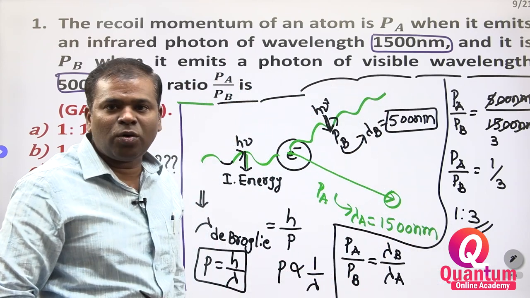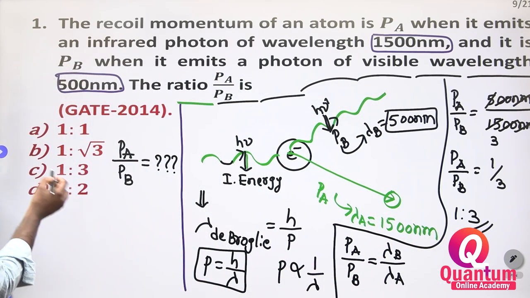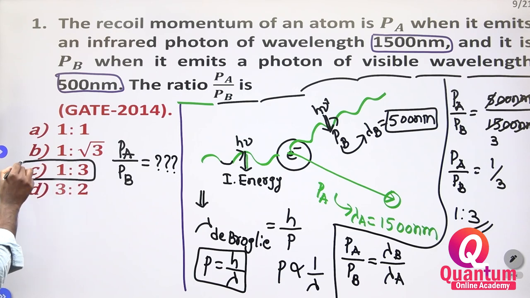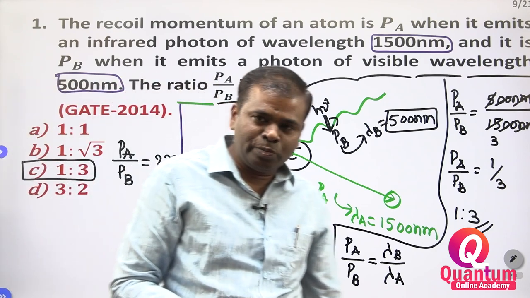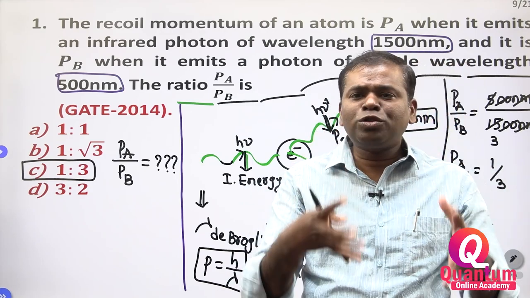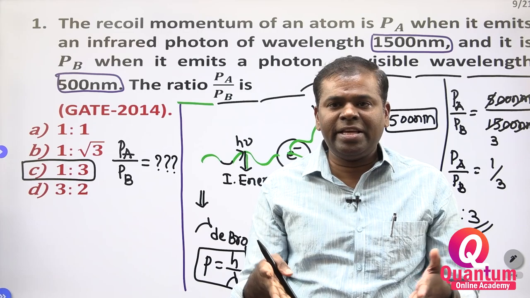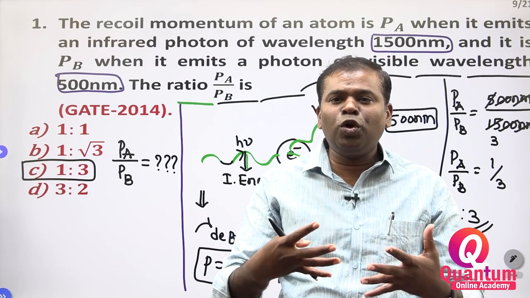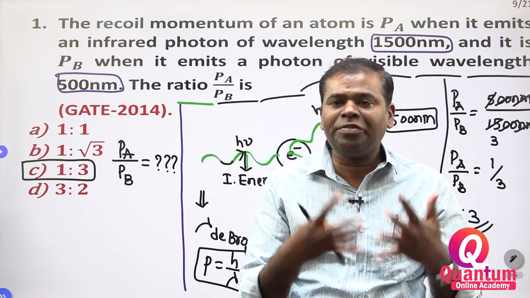PA is to PB is equal to 1 is to 3. What is our option? Option C is correct. Like this we have to do. Somewhat it is difficult only. If you know how to approach the problem, it is very easy. If you are unable to know how to solve the problem, it is difficult only.